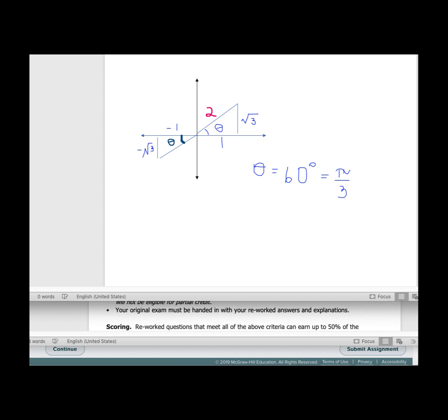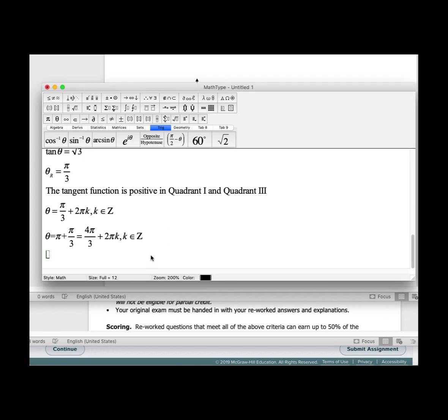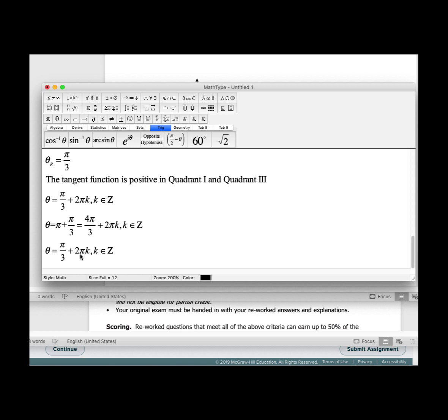But I notice the difference between this angle, pi over 3, and 4 pi over 3. I think, hey, look at here, the difference between these two is just pi. So we could combine these two and write it as pi over 3 plus pi k. Take off the 2. And that will pick up all the values.